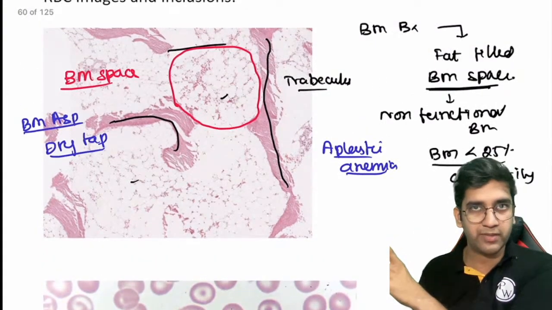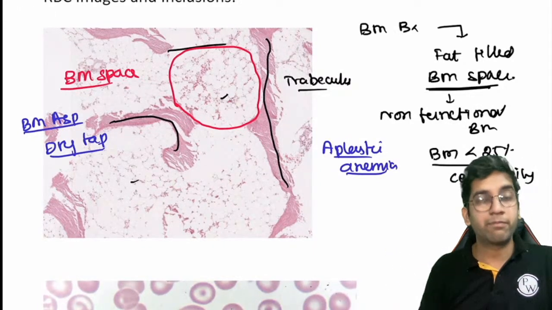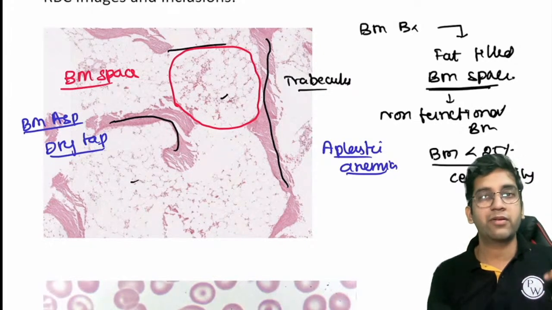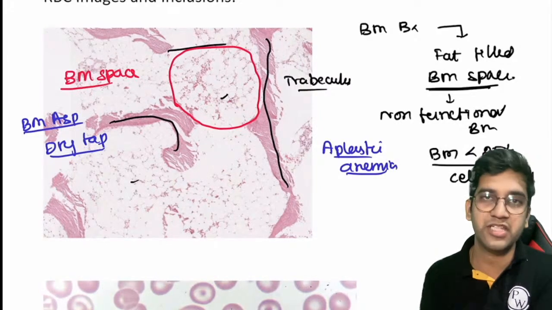This is a biopsy of an aplastic anemia, fat-filled spaces. Dry tap is an MCQ. Aplastic anemia's predominant cause is idiopathic, where the stem cell is being destroyed by an autoimmune process, so it's not able to produce RBC, WBC, and platelets. Fine.